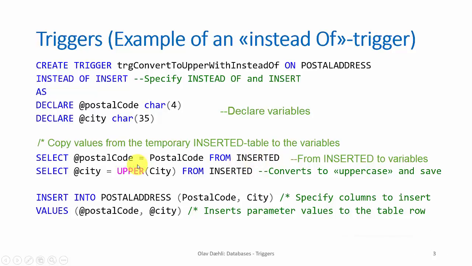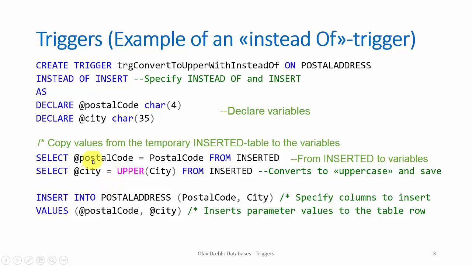And then we do the same with the city variable. But before we store the value from the inserted table, the city value, we use this upper method, which converts all letters into uppercase, capitalized letters, so that we are sure that the city name consists of only capitalized letters. And then we store it in the city variable. Up until now, SQL Server has not inserted anything into the real table. But that's what we're going to do now.